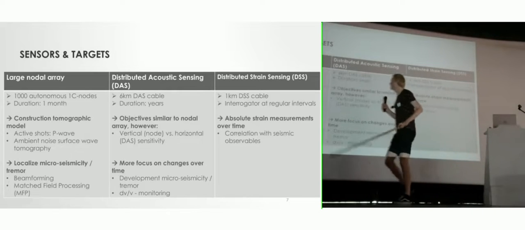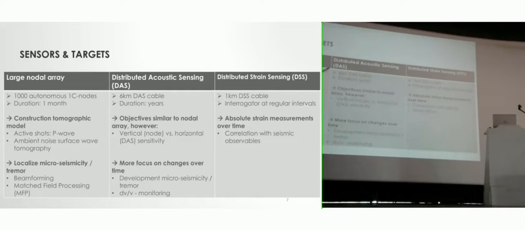Now, in terms of instrumentation and targets, there are three categories, where first, as I said, we'll deploy a large nodal array of around 1,000 autonomous one-component nodes next month, which will record seismic data for a month. And our primary objectives there are to construct a tomographic model of this landslide body with both active shots and ambient noise surface wave tomography. And secondly, see if we can localize the microseismic sources or the tremor-ish signal originating from the internal landslide dynamics.